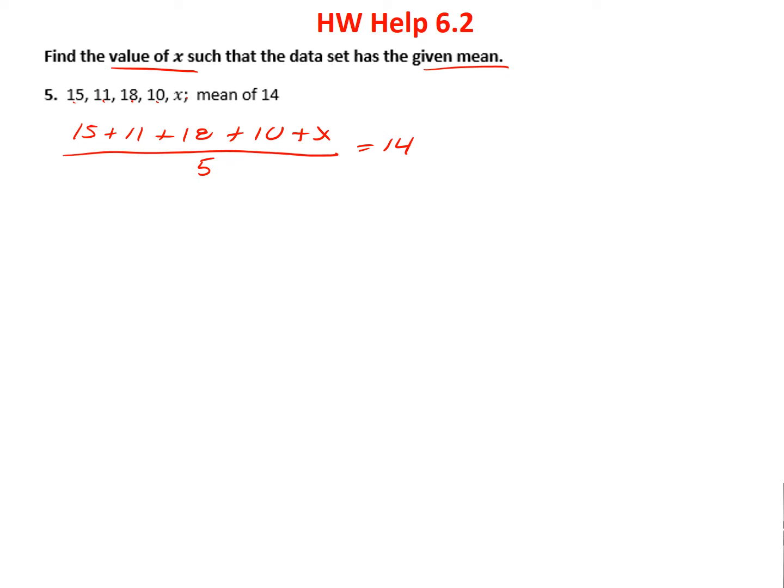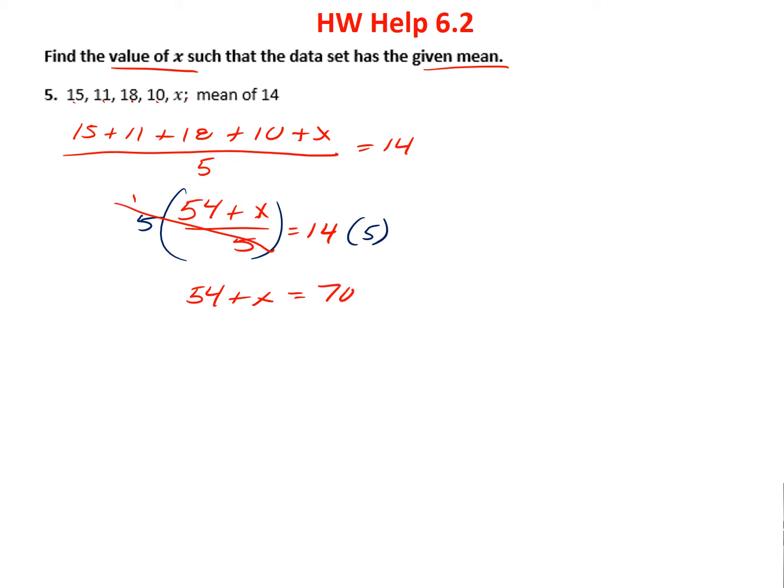So we simply have an equation that's fine. First thing, let's add all the numbers that we know here. These add up to 54 plus x divided by 5 equals 14. So to solve it, let's undo the fraction. We're going to multiply this side by 5 and this side by 5. And so we have 54 plus x, because 5 divided by 5 is 1, equals 70. And now undo the plus 54 by subtracting 54 from both sides. And we find out that x equals 16. And that's the number that will give us a mean of 14.